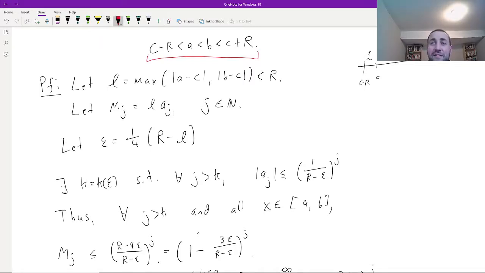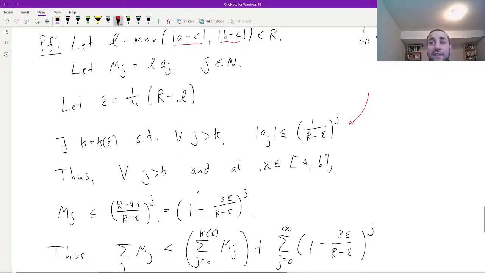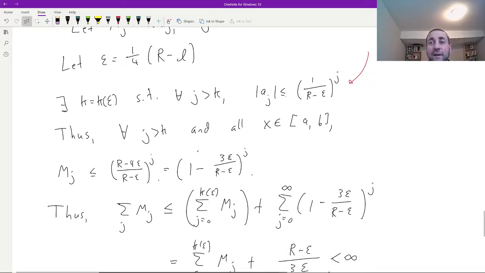Now, since epsilon is less than the difference between r and the maximum of |a minus c| and |b minus c|, what we know is that for all j sufficiently large, the absolute value of a_j is less than (1 over (r minus epsilon)) to the j. This is more or less just from the definition of the lim sup. In particular, for all j larger than some k and all x in this interval from a to b, M_j is less than ((r minus 4 epsilon) over (r minus epsilon)) to the j. I can rewrite that as (1 minus 3 epsilon over (r minus epsilon)) to the j. So this thing is strictly greater than 0, which means this thing is strictly less than 1.